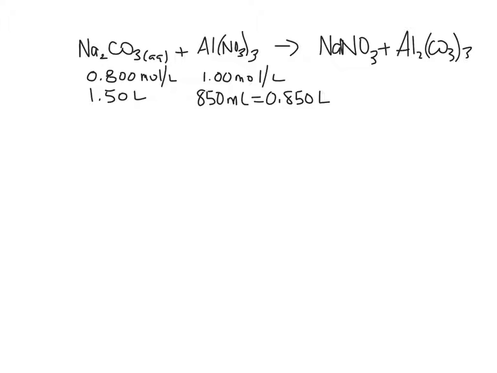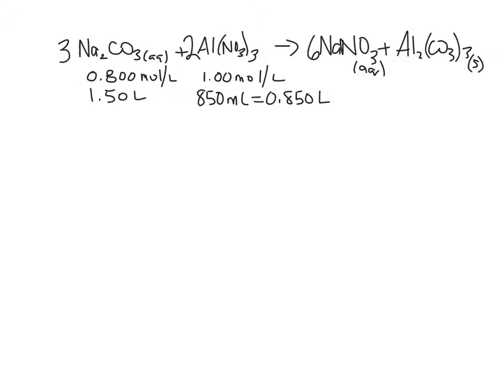So we need to multiply this by 3, this by 6, and this by 2. That's going to make for lots of mole ratios. Okay. Predict the mass of precipitates expected. Well, which one of our products is a precipitate? We've got sodium nitrate. All nitrates are soluble, so it's not that. So it's our aluminum carbonate.